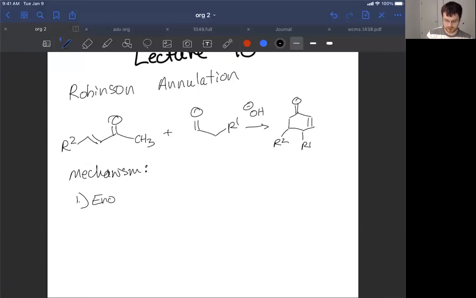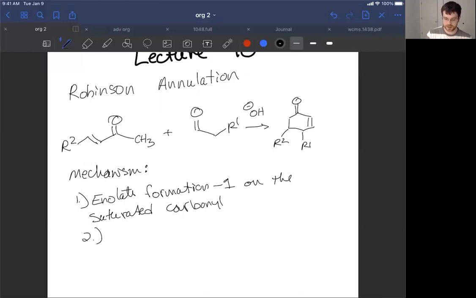So stage one, we're going to form the enolate. And this is going to be the first enolate formation. So I'm going to call this enolate formation 1 on the saturated aldehyde, or saturated carbonyl. So the saturated carbonyl is not going to have the double bond. In step 2, we're going to do the Michael reaction. Okay, and this is going to be conjugate addition, I should add.